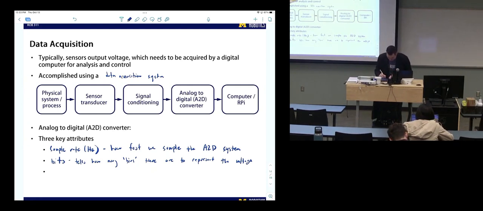So the last one is input range, which is going to be in volts. So this is the total range that can be sampled by your A to D system.